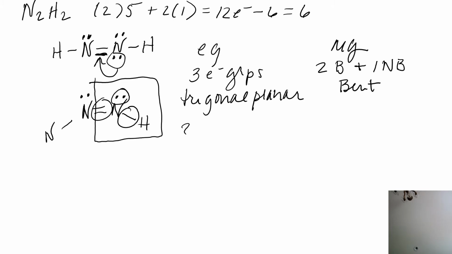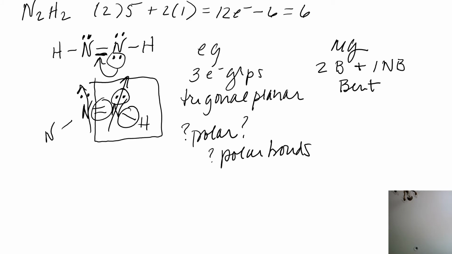Is this molecule polar? Does it have polar bonds? Yes. Is it symmetrical? No. And we, in fact, have permanent dipoles going in those directions. So this is a polar molecule. Lone pairs on the central atom.